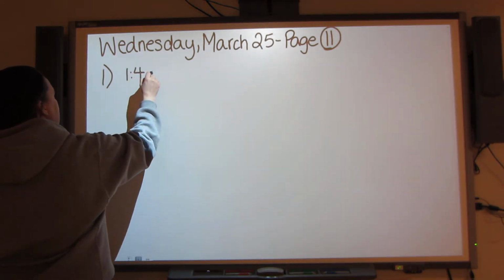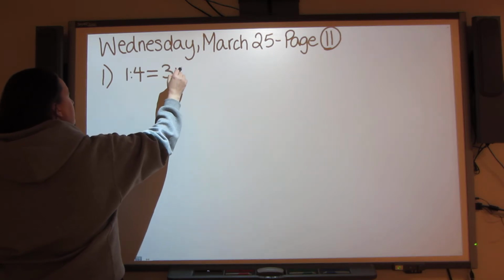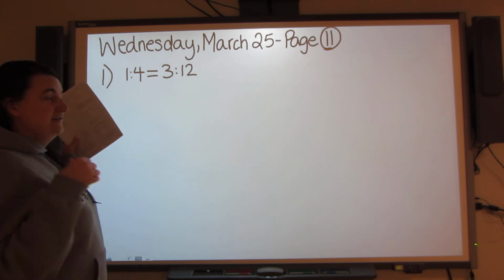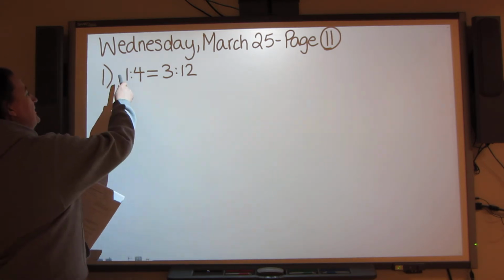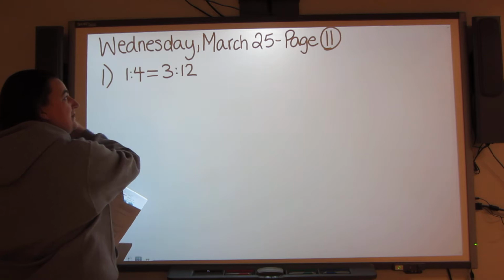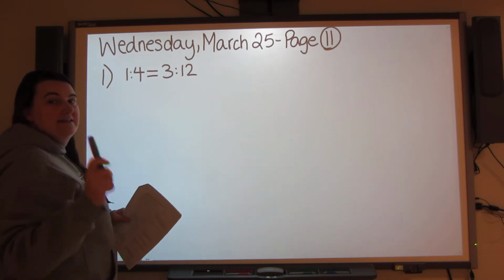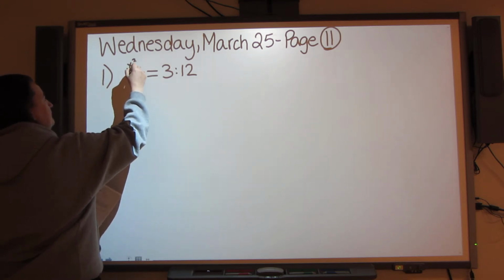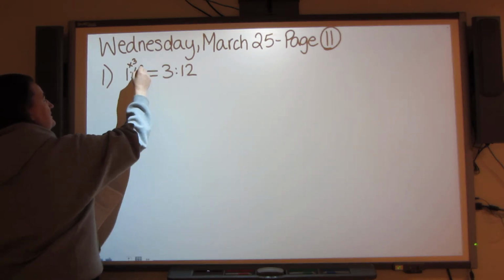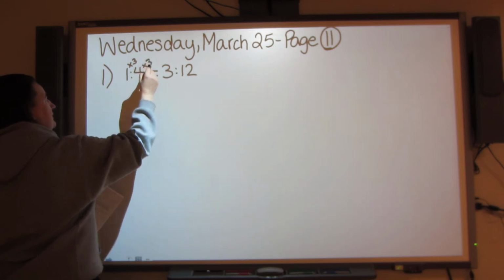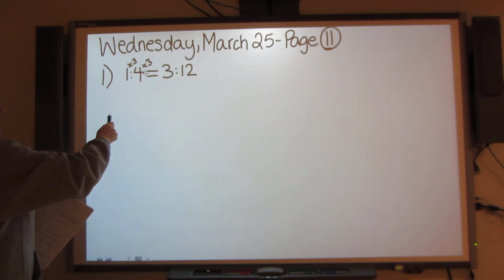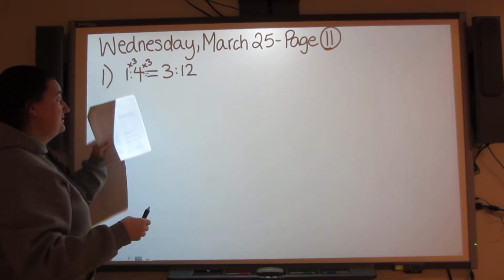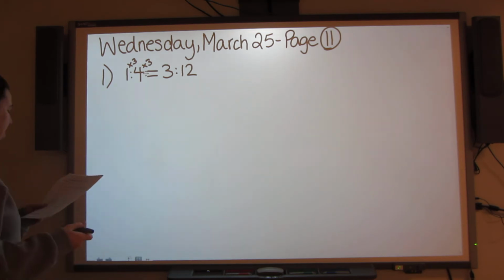1 to 4 equals 3 to 12. You need to find out if that's true. So you're going to do the usual thing. 1 times something is 3, 4 times something is 12. Is it the same something? So we know 1 times 3 is 3, 4 times 3 is 12. So we know for sure that 1 and 4 and 3 and 12 are equivalent. So you leave the equal sign just the way it is.